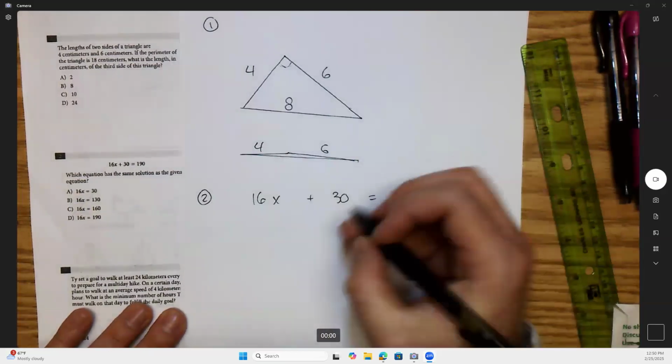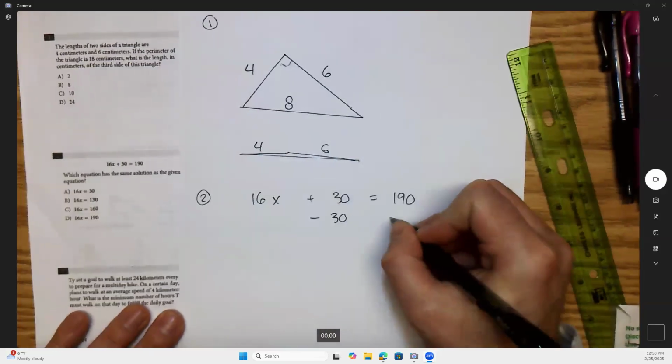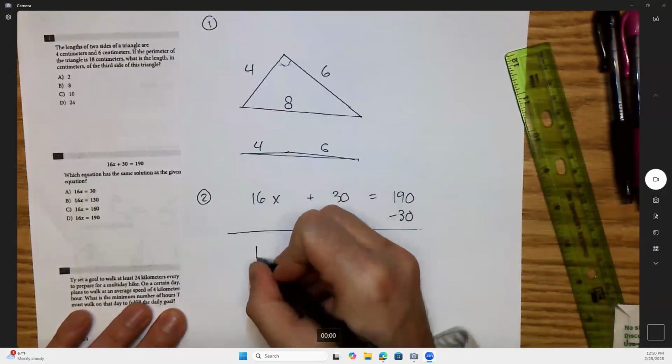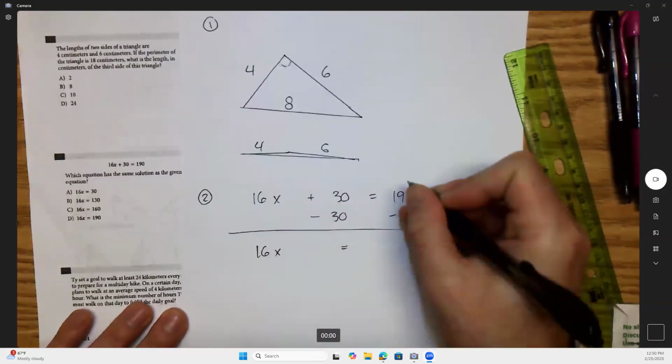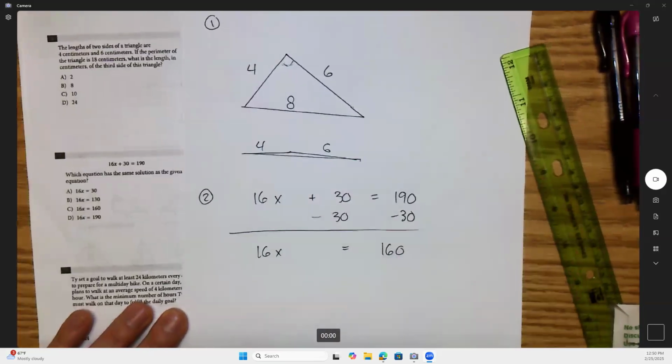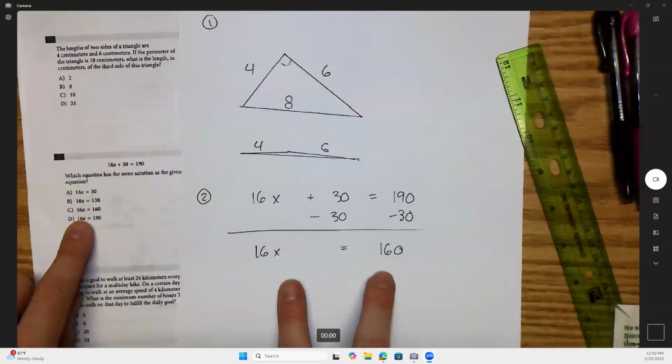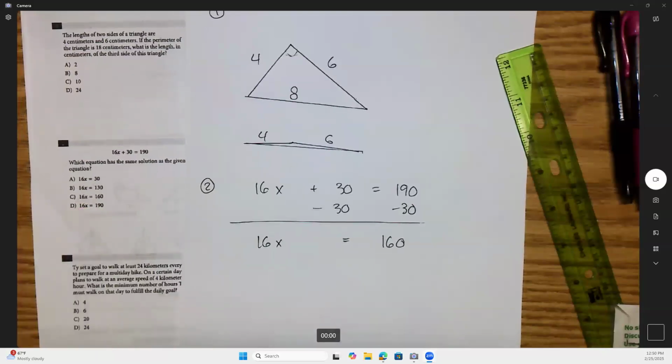Well, guys, could you subtract 30 from both sides? Or maybe I should ask you guys. You guys could have said you could do that, right? So you got 16x over here, and I got 160 over here. That'd be true, right? And I think that's what they're looking for. Yeah, it looks like option C, doesn't it? Number 2 is C. Okay. Now, if they did want you to solve for x, what would the answer be? X is equal to 10. X is 10. Yes.